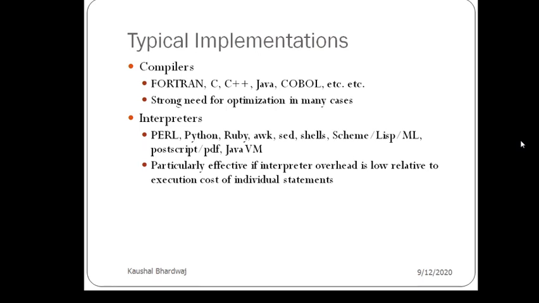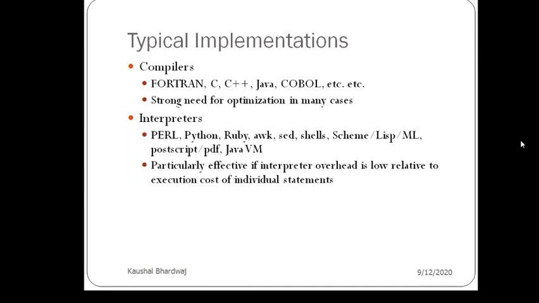If you look at the compilers, there are several compilers, maybe for Fortran, C, C++, Java, COBOL, and several other languages which have compilers. There is a strong need for optimization in many cases. Now, interpreters: there are certain languages like Perl, Python, Ruby, AWK, Shell, Scheme, Lisp, PostScript, and several others. Java virtual machine, you will see in the next slide.